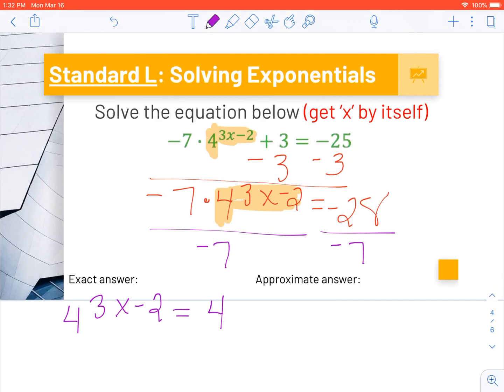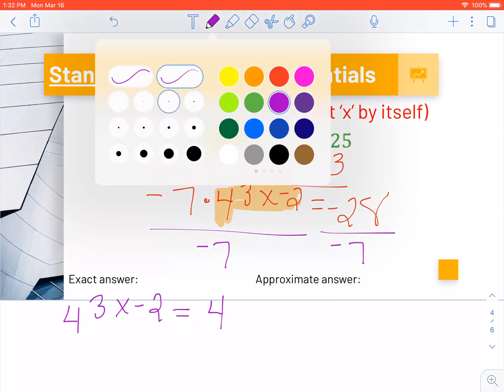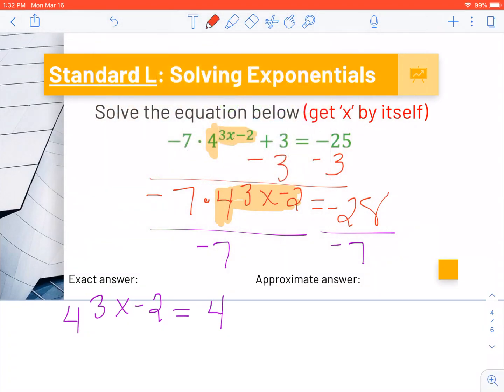From here, we've got our base with our exponent isolated. We want to change it to a log. And if you forget what that looks like, Mr. Krager posted a cheat sheet on Schoology that would be able to help guide you through that. So I'm going to start with my log. The base of my exponent is 4. That's going to be the base of my log. My answer over here is 4 equals 3x minus 2.